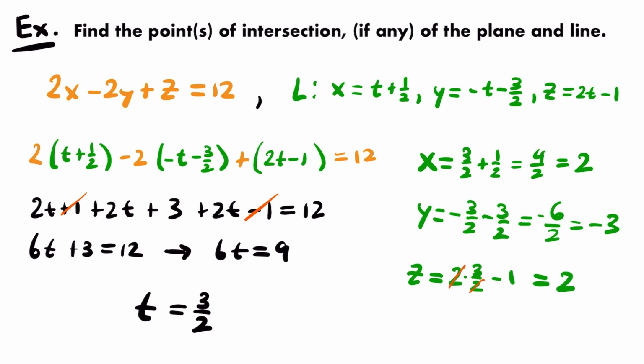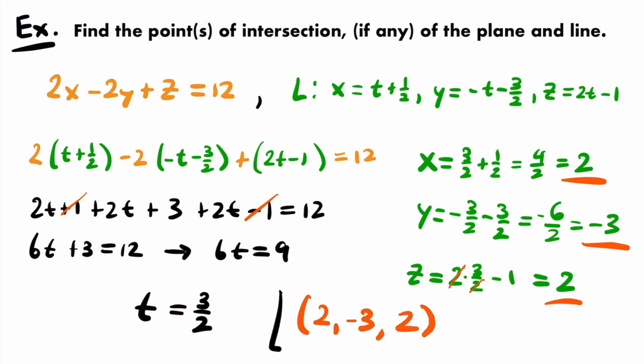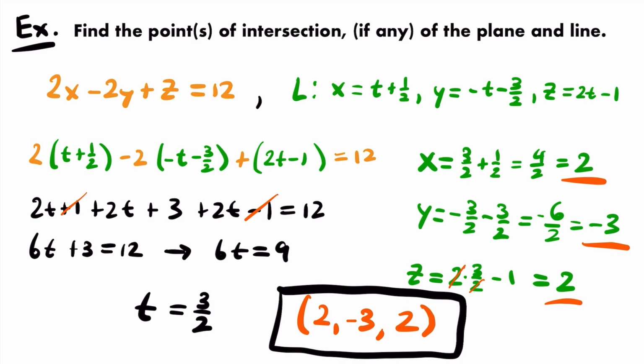And so the point of intersection will have an x-coordinate of 2, a y-coordinate of negative 3, and a z-coordinate of 2. So the point of intersection is 2, negative 3, 2. That is the final answer to this problem. That is the point of intersection between this plane and this line. And it's important to note that it is the only point of intersection. All right, since we were able to solve for t in this equation, that value of t will give you the one point of intersection for that line and that plane.